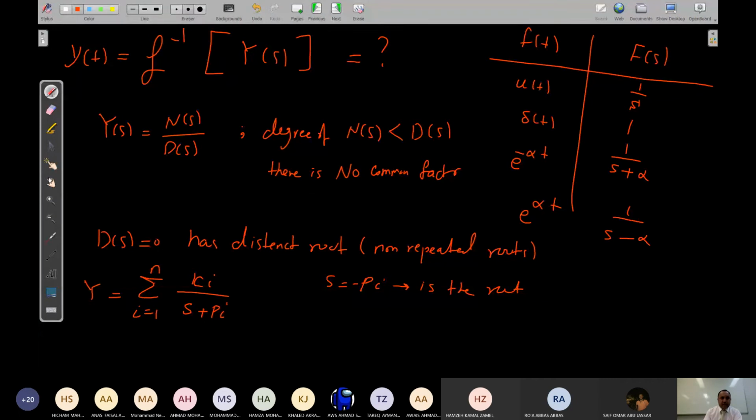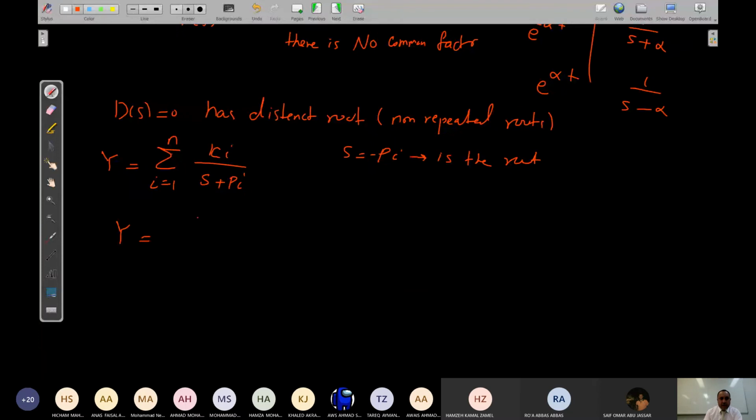So in this case, how many roots am I having? 3. So Y will equal K1 over s, where P1 equals 0, plus K2 over s plus 3, the second one. The third one is K3 over s plus 2. So here I'm having P1 equal to 0, P2 equal to, if I use this P, this will be the minus.